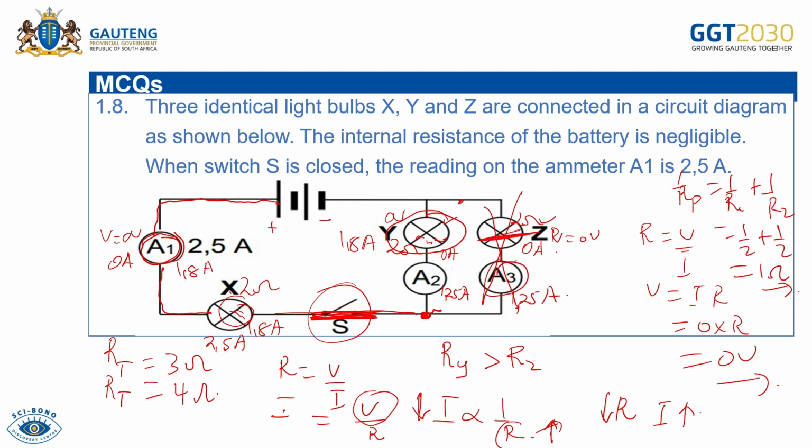So what will be the reading on A3? It's going to be what? 0 amperes. Reading on A3 is 0 because Z bends out. Reading on A1 and A2 should be equal.